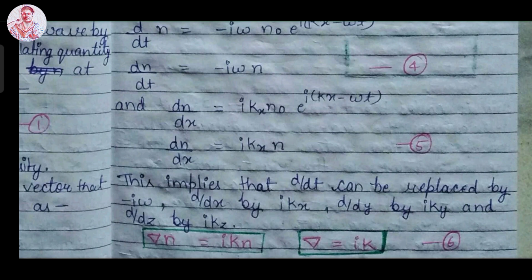This implies that d/dt can be replaced by −iω. You can see d/dt we can replace with −iω, and d/dx can be replaced by i kx. Then we get del = i k, and del n = i k n. Let's take this as equation number 6.